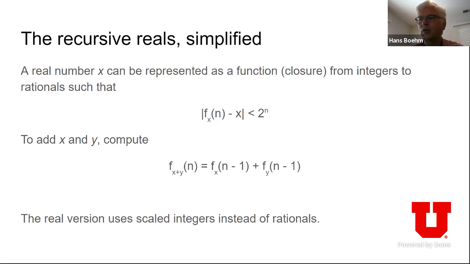To add two numbers x and y, we have to compute another function associated with x plus y. It is just the one that approximates the arguments to slightly more precision and then adds the arguments. You can do the simple error analysis here, and that's good enough. The actual version that we use doesn't use rational numbers as the result, but scaled integers instead.